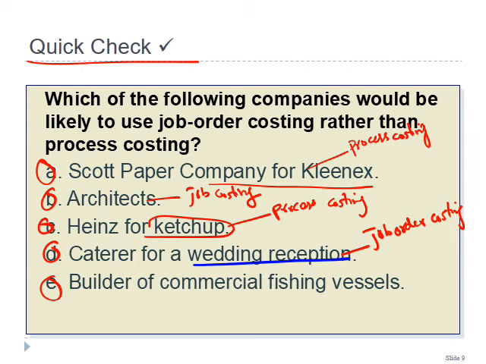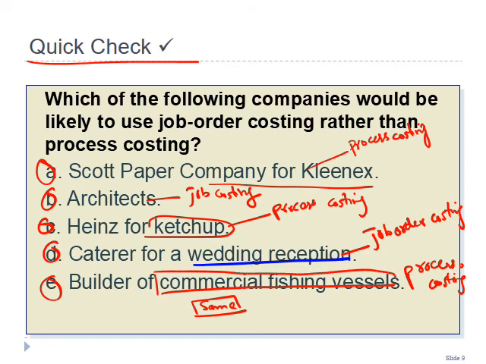The last one is builder of commercial fishing vessels. Since these are commercial fishing vessels, they may be using process costing. Why? Because they will be building the same model for commercial fishing vessels. They are not unique according to customer needs or something. So when they are producing the same type of fishing vessels, it means they are using process costing.